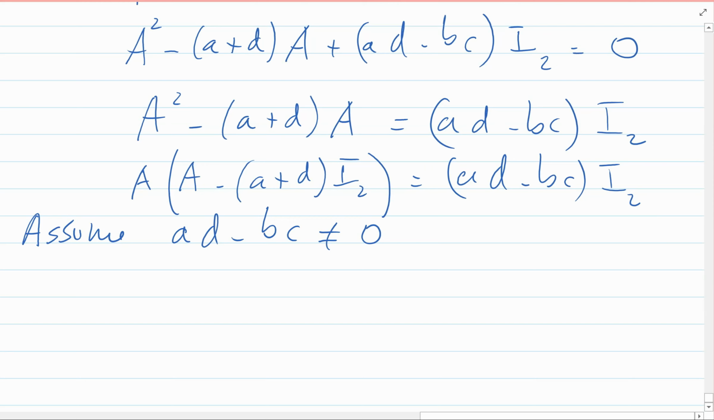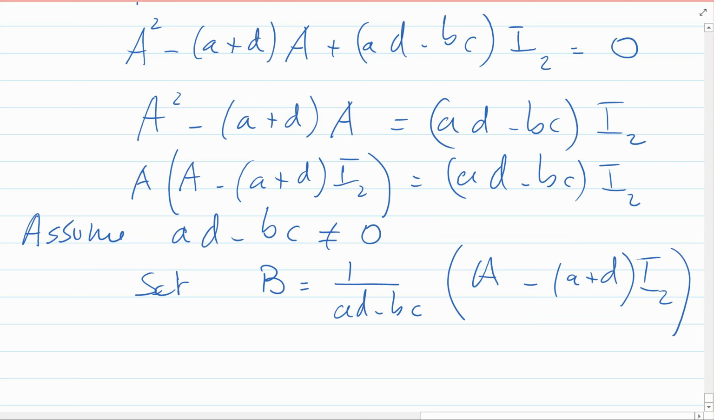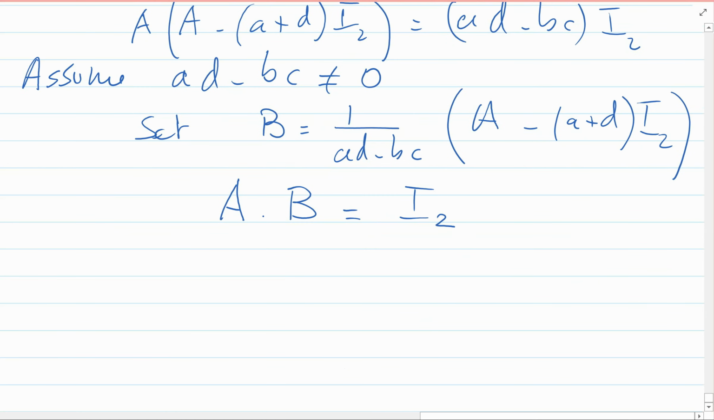Okay, so in this case we set B to be 1 over that number, the determinant, times (A minus (a plus d) times I2). And what do we have? We have A times B equals I2. And since B is just a combination of A, which commutes with A, and I2, which commutes with A, we do have also B times A equal to A times B equals I2. In other words, A is invertible.